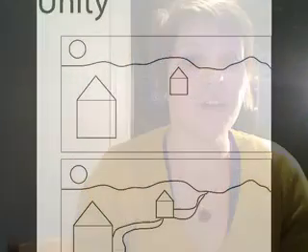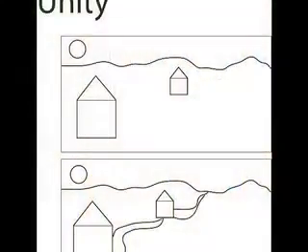And finally we have unity, which brings the whole composition together. Like in my examples with the two houses and the mountains, the first composition is not unified, but as soon as we add the road that connects the two houses, the composition is then unified and looks cohesive.